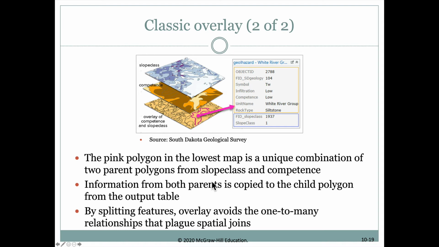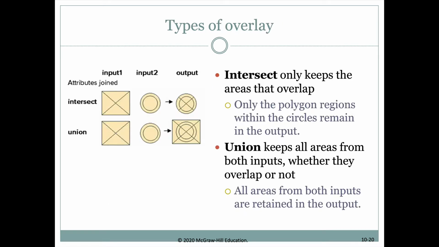What we really do with this is we get away from those one-to-many relationships that often occur with spatial joins that we really don't have to deal with when we use these classic overlays such as union and intersect. So let's take a look at what the difference is.